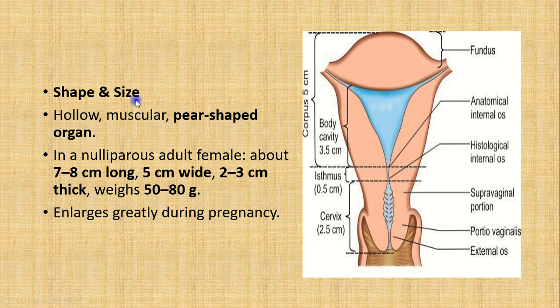So what is the shape and size of the uterus? It is a hollow, muscular, pear-shaped organ, as you can see. In a nulliparous adult female, it is about 7 to 8 cm long, 5 cm wide, 2 to 3 cm thick, and weighs 50 to 80 grams. That's in a woman who has never given birth before. It enlarges greatly during pregnancy to carry the fetus.